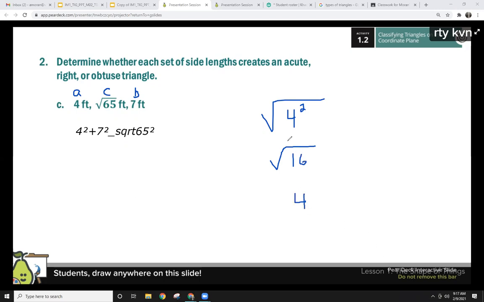Okay. So what I like to think is they just cancel, they undo each other. So the square and the square root cancel each other out, and we're left with just 4. So that's what's going to happen here. The square root is going to cancel with the square, and you're just going to be left with 65.